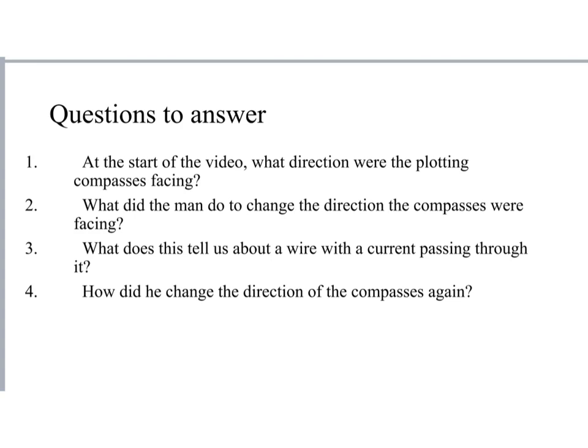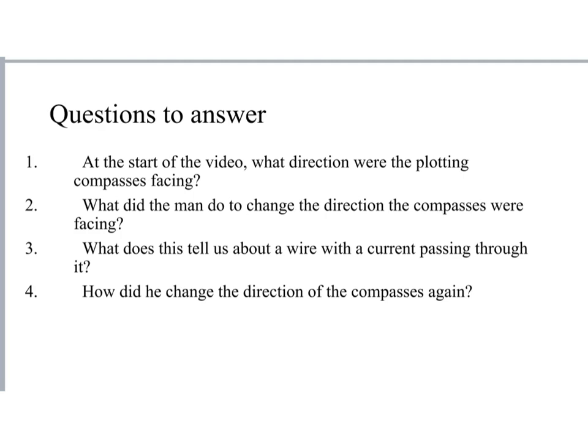Number 1, at the start of the video, what direction were the plotting compasses facing? Number 2, what did the man do to change the direction the compasses were facing? Number 3, what does this tell us about a wire with a current passing through it? Number 4, how did he change the direction of the compasses again? So how did he change the direction of the compasses for the second time? So answer these in your books, please, and pause the video here before we go on to the answers.